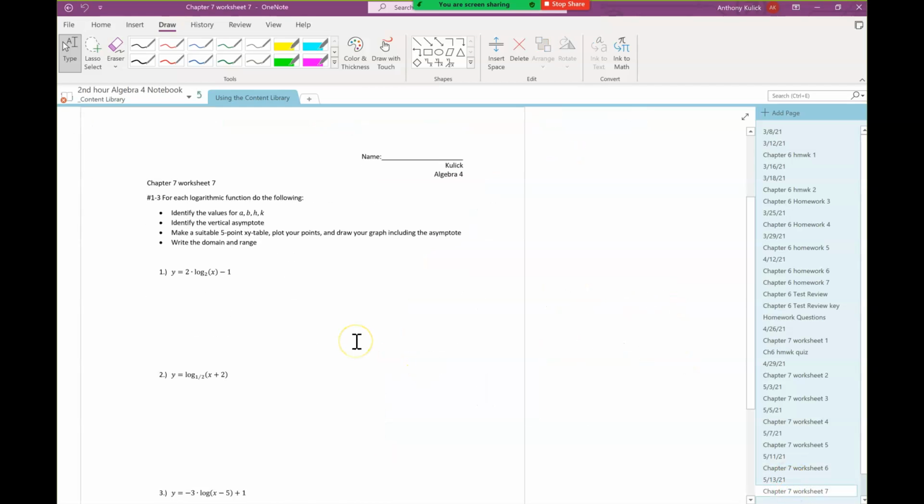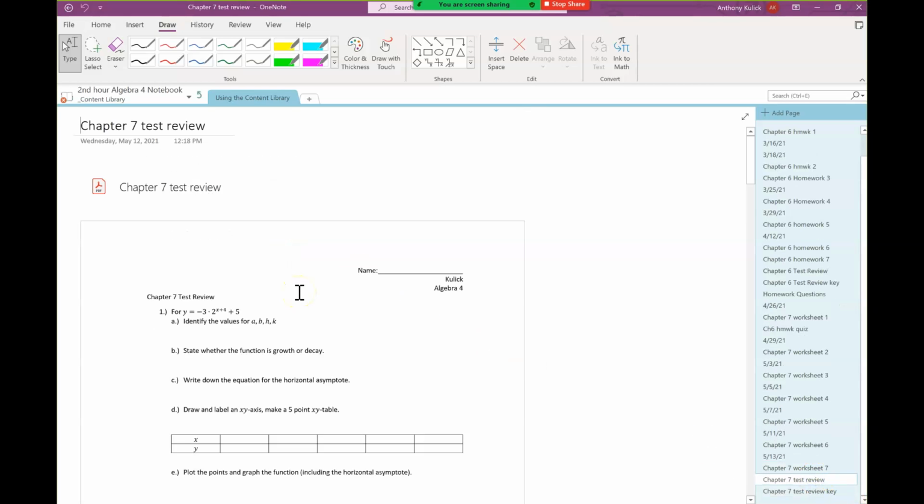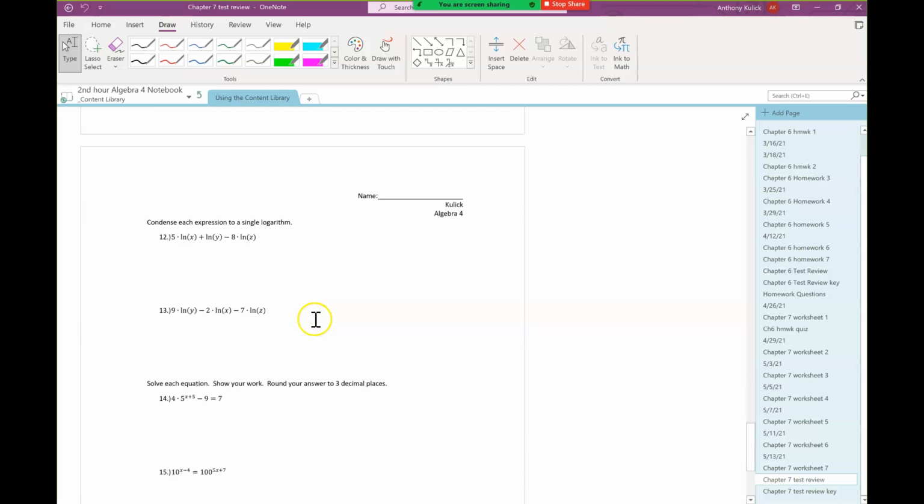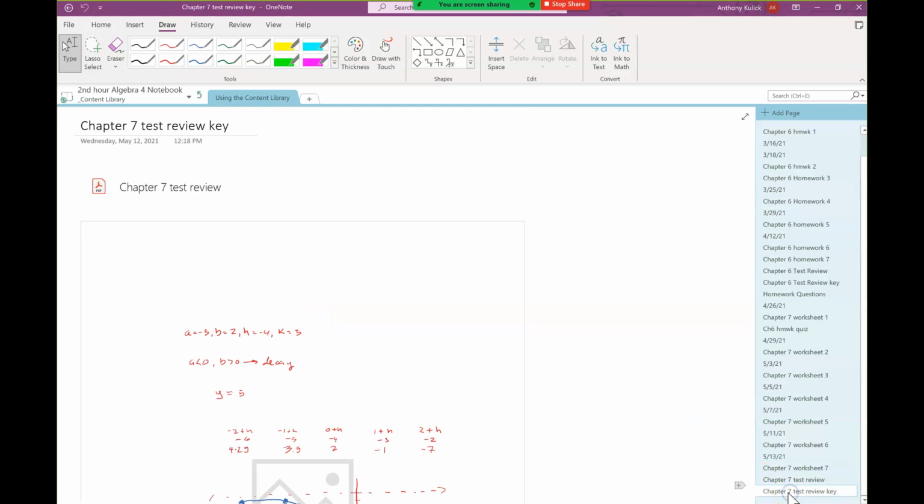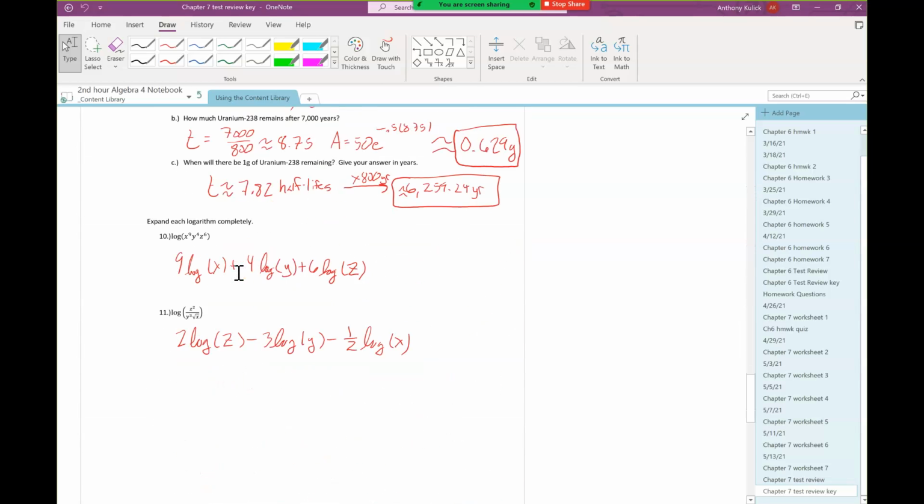So your assignment for this lesson, I just have 3 graphing problems for you to do. Same kind of directions that we did in the example. Identify the A, B, H, and K. Write down the vertical asymptote. Make your XY table, plot your points, draw your graph, and then do the domain and range. I've also put the test review on the content library. When you're done with the homeworks, you could certainly start the test review. I've included the review key with that so that you can check things as you go.